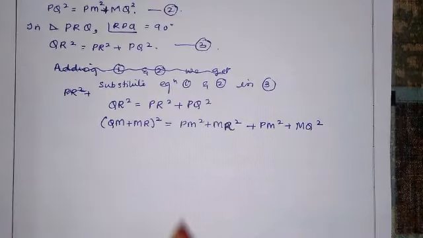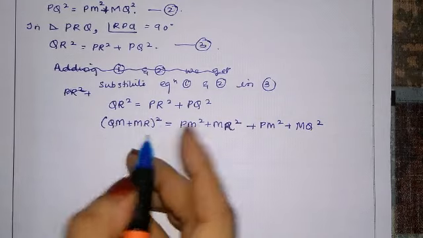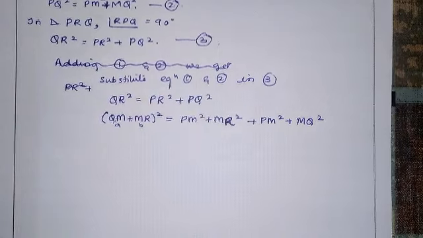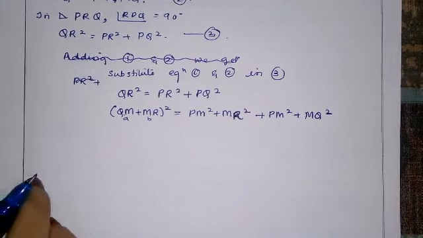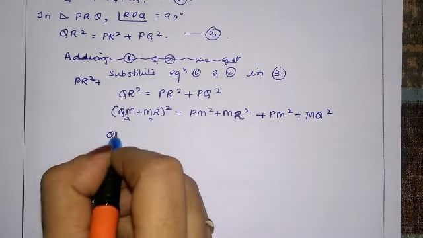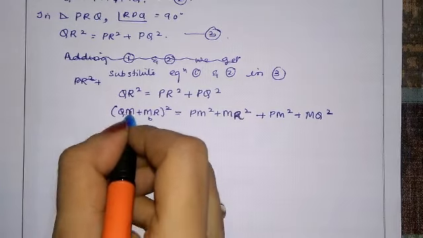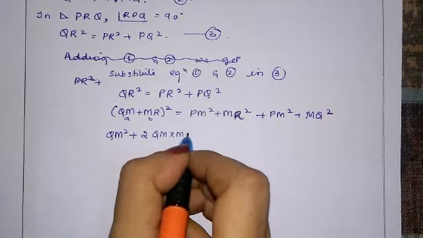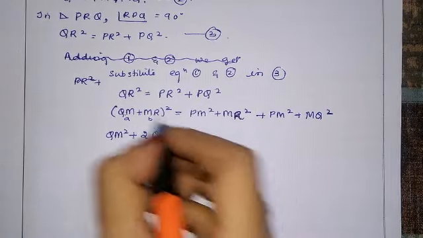Okay. Now here, (A plus B) whole square. (A plus B) whole square. This is A, this is B. Let us solve (A plus B) whole square: A square plus 2AB plus B square.